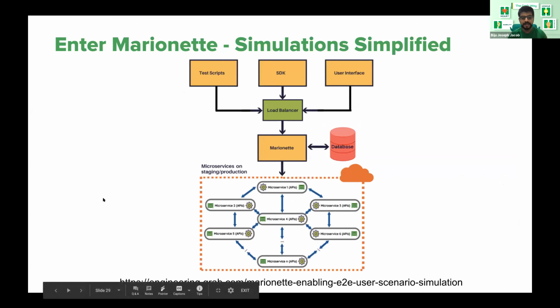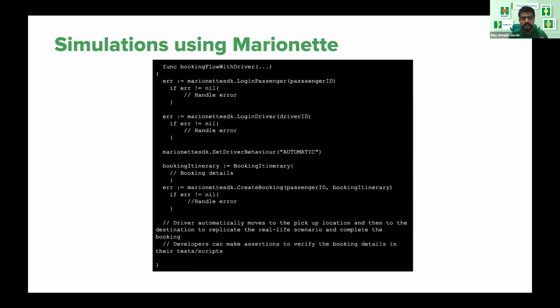A marionette is the guy who controls all the puppets on stage, and similarly, the Marionette service is the one that takes all the requests, simplifies an interface, and then simulates behavior back to any test script. Why is this super important? Because if I go to the next slide, there it is.